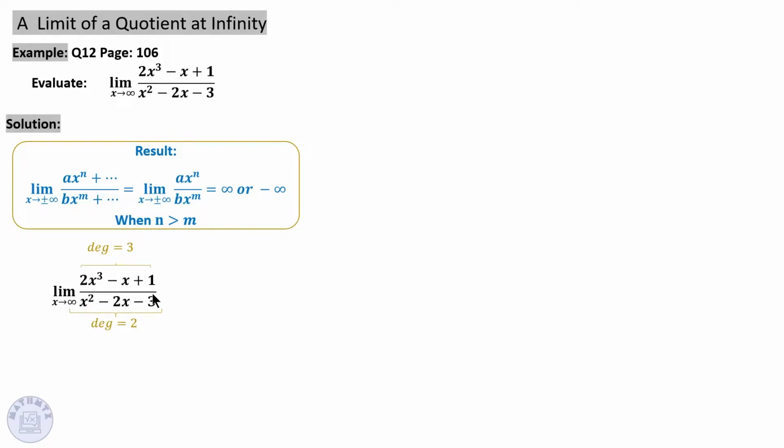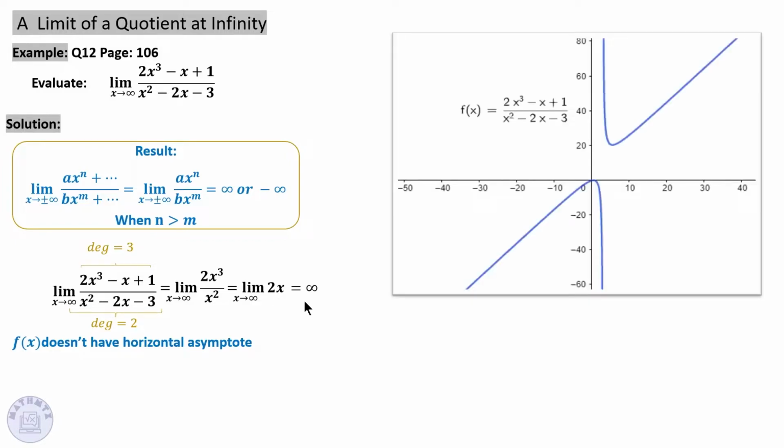So in order to solve it, first you take the leading term divided by the leading term, and in this case we have 2x. So the limit when x approaches infinity for 2x will be positive infinity because the coefficient here is positive. So again, there is no horizontal asymptote here, but there's a slant asymptote, and therefore the limit as x values approach infinity will approach infinity.